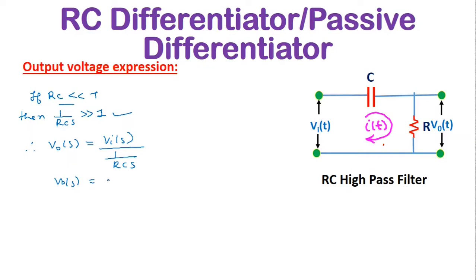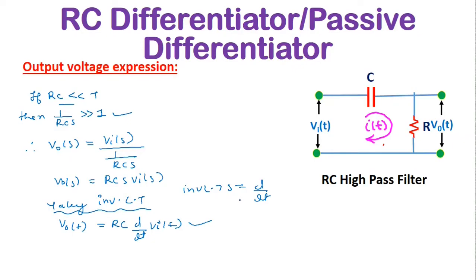RCs. From this equation, Vo(s) will be equal to RCs into Vi(s). Now taking the inverse Laplace transform of this equation, we will get output voltage Vo(t) is equal to RC into d by dt of Vi(t).